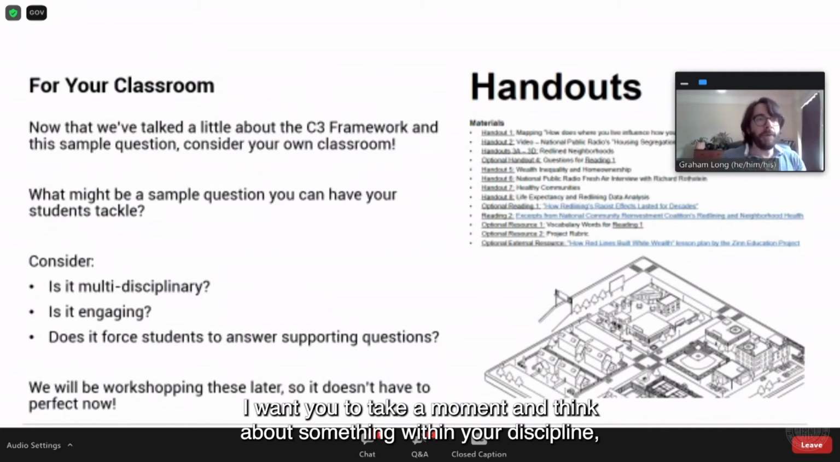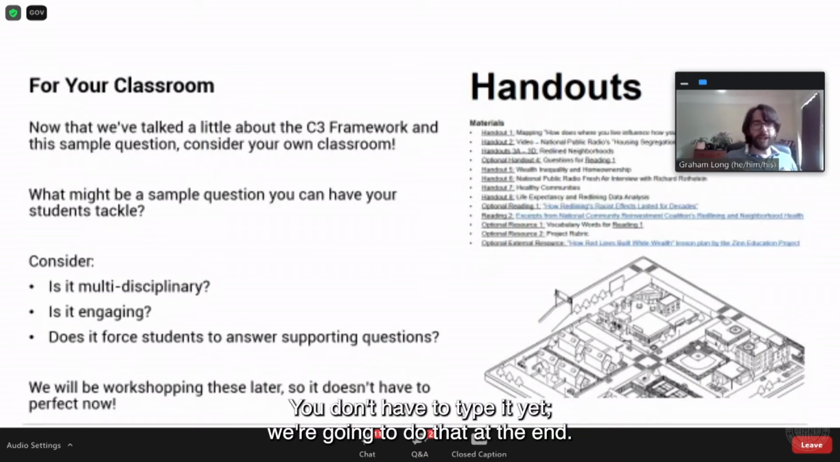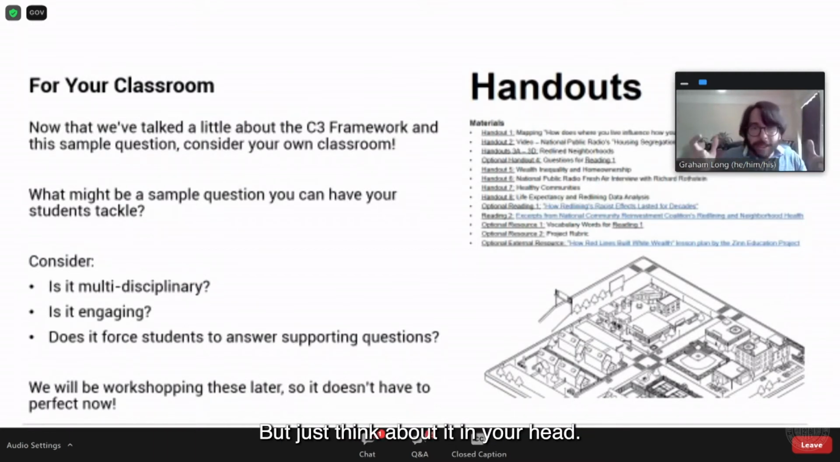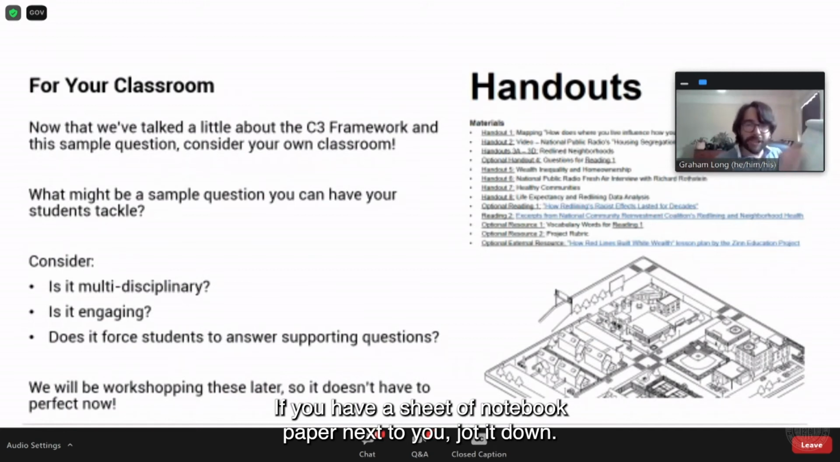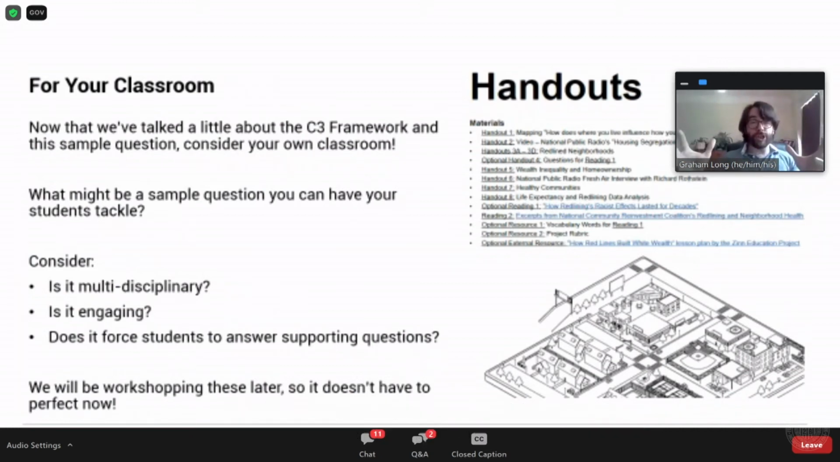I want you to take a moment and think about something within your discipline. What might be a sample question that you might have your students try to look at? You don't have to type it yet. We're going to do that at the end. But just think about it in your head. If you have a sheet of notebook paper next to you, jot it down. What is something in your class, within your curriculum, that you can frame around a question?